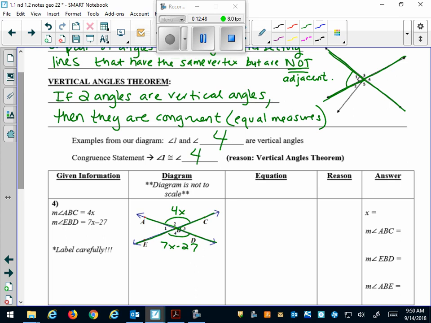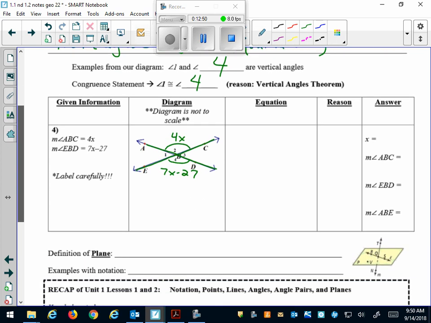What we need to do is write an equation. Think about how those two values relate to each other. What do we know about those two angles? The same measure, right? So what's the equation going to be? Yeah, 7x minus 27 equals 4x. This time the equal sign is going to go between our two values. 4x equals 7x minus 27.